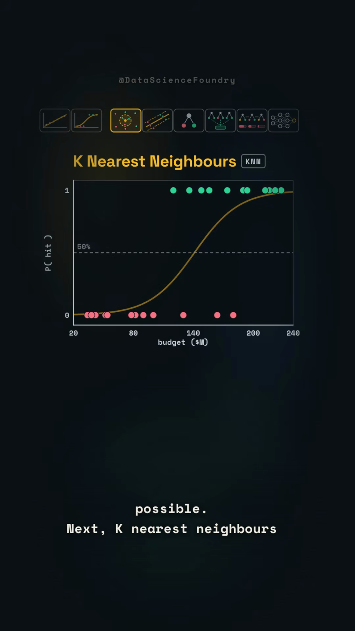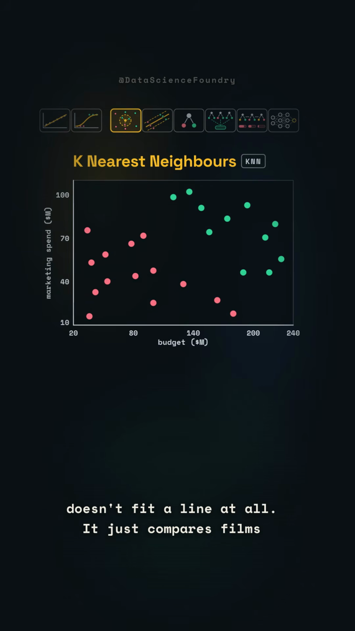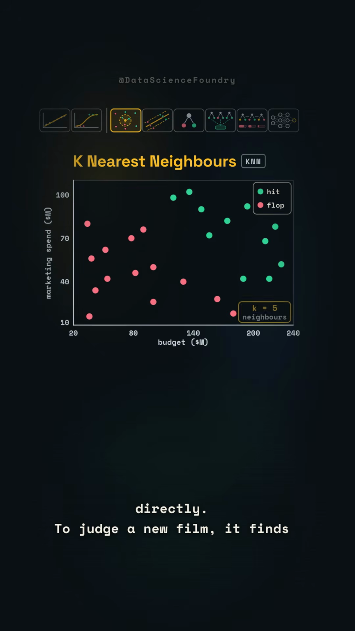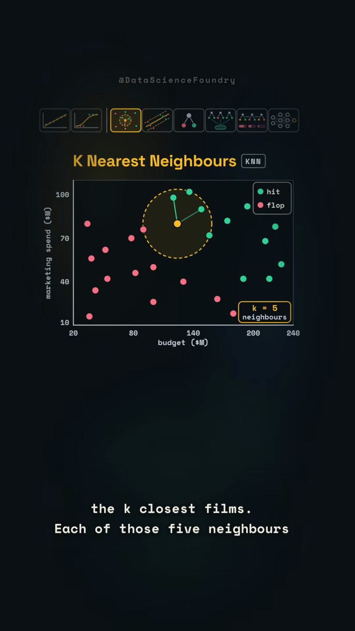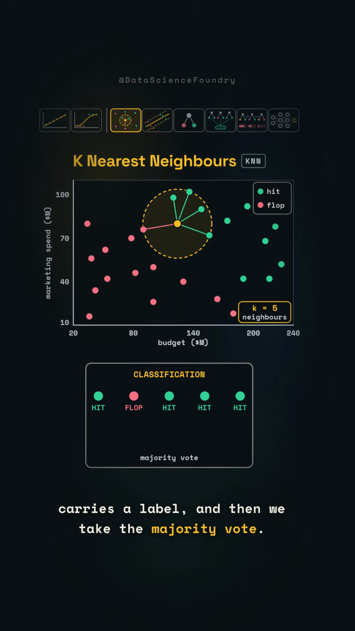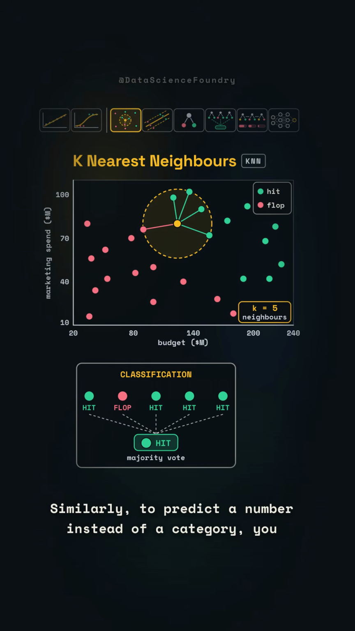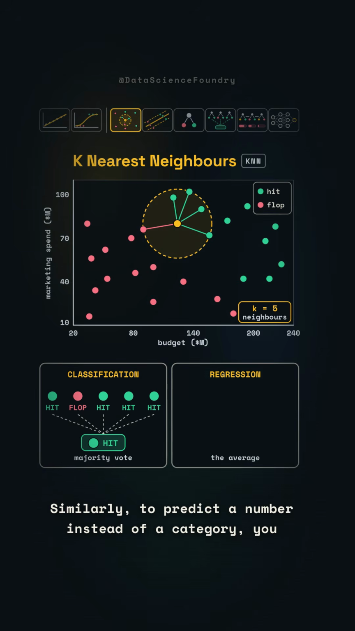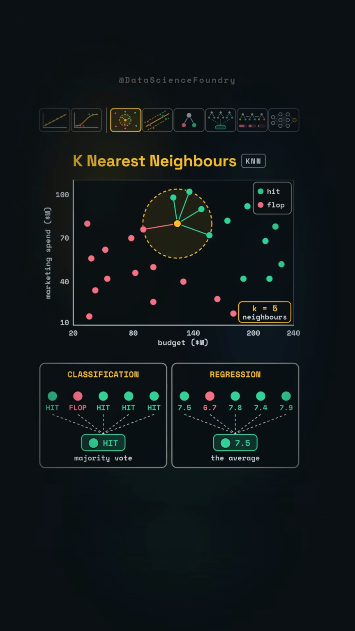Next, k nearest neighbors doesn't fit a line at all. It just compares films directly. To judge a new film, it finds the k closest films. Each of those 5 neighbors carries a label, and then we take the majority vote. Similarly, to predict a number instead of a category, you just average those neighbors.